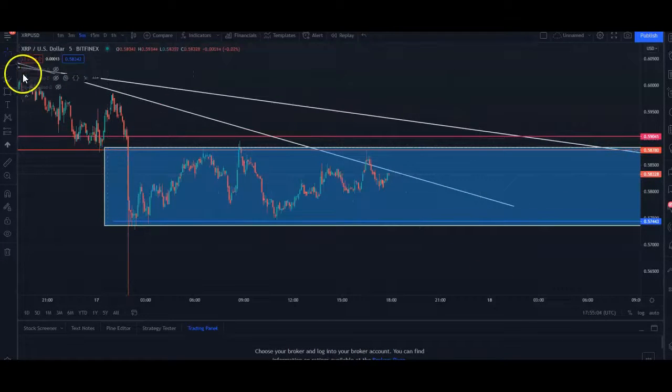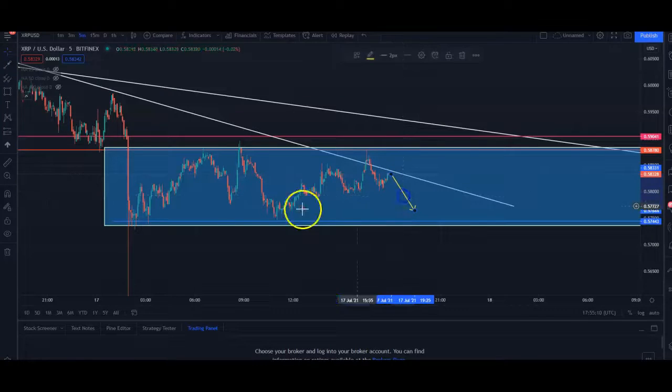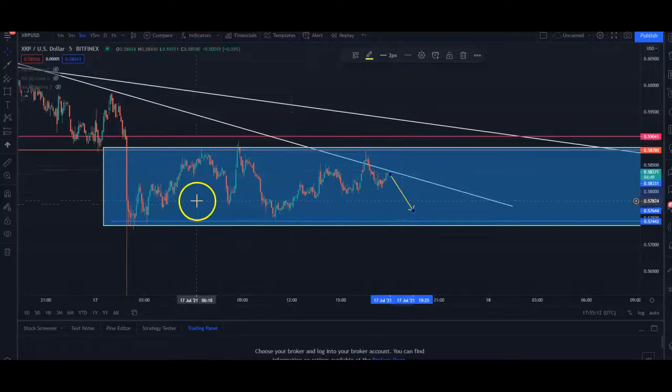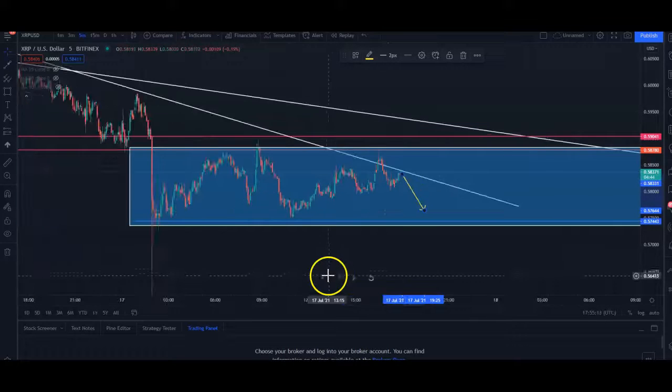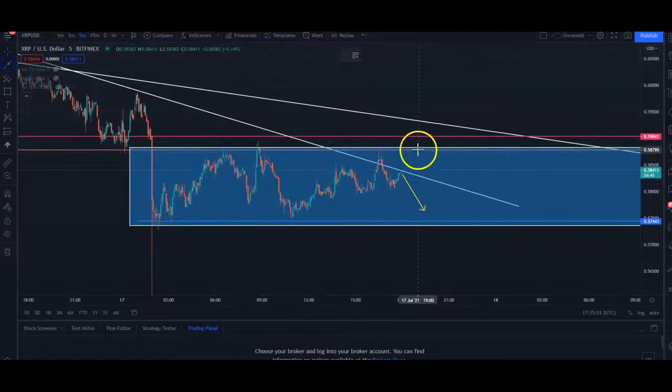Me personally, I would take a 10-minute sell here, in this zone, because in my opinion, like I said, we're consolidating. So I would take my first sell here, and then I would take my second sell here. Let's see how it plays out, because price could break this and push up.